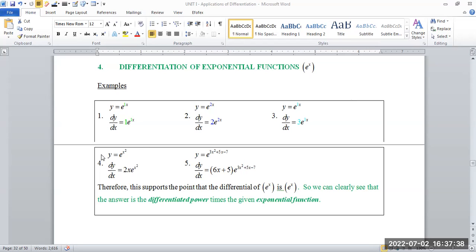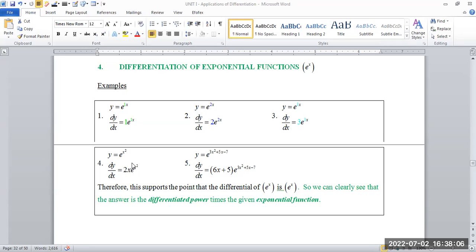Y equals e to the x squared. The differential of e, the exponential function, is the exponential function itself. So y equals e to the x squared. It means when I differentiate it, I must have e to the x squared in my answer, see here? E to the x squared. But I now need to differentiate the power. And when I differentiate the power, x squared, I'm going to get 2x. See this up? 2x. Drop it right there, so 2x.